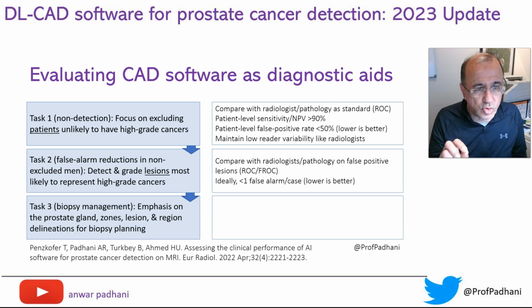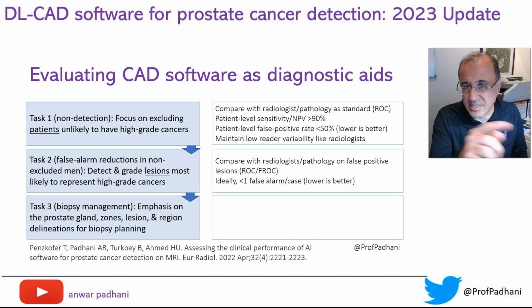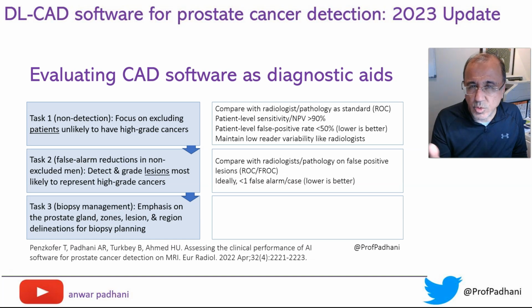Remember, task 2 was to detect and grade lesions most likely to represent high-grade cancers so that these can be biopsied. So here we want to compare both against radiologist determination that this is an abnormal lesion and that's an abnormal lesion, but also against pathology that these in fact are abnormal lesions. So we want both ROC curves and FROC curves, and we'll discuss what those should depict in a second, but ideally we want less than one false positive per case.